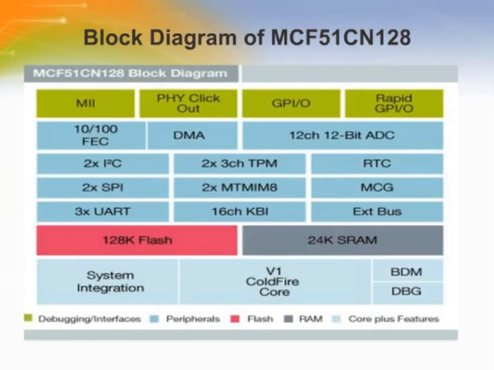This figure shows the block diagram of the MCF51CN128 device. It has a Media Independent Interface block, external physical layer PHY transceiver, up to 70 general purpose I/O, rapid GPIO, which has special features over general I/O. It also has a 10/100 base T fast Ethernet controller block, a DMA block, 12-bit fast ADC block, 2 I2C ports with 100 kilobits per second data rate, and multi-master operation, which is programmable.